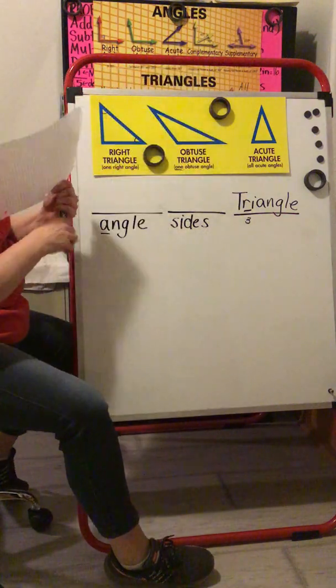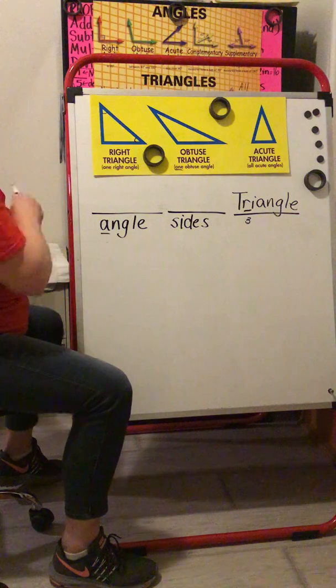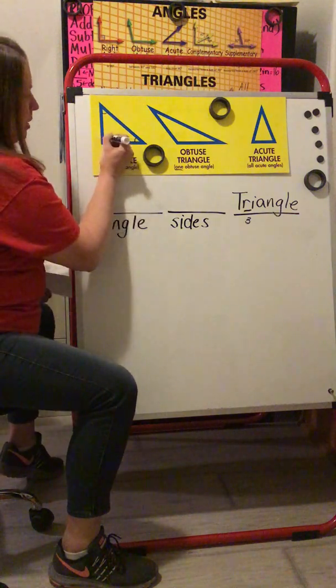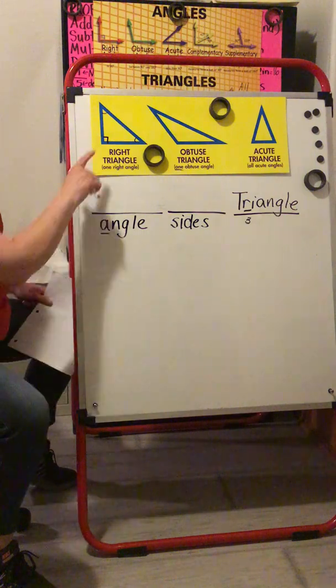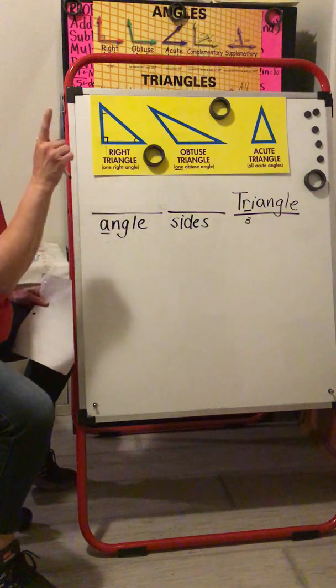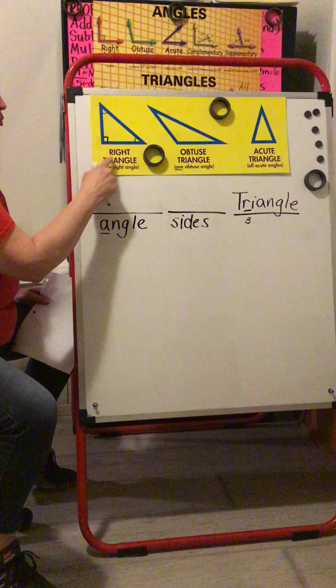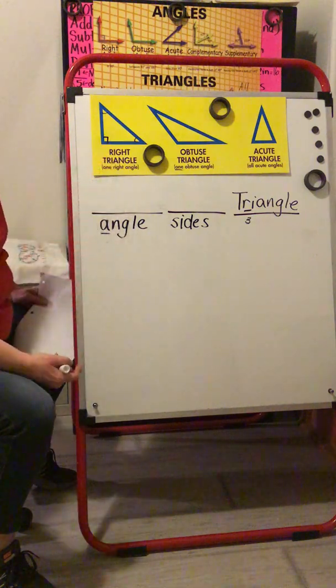Sometimes the math people or math books are not going to put the little square there to let you know that it is a right triangle or a right angle. So I'm going to put it in there now. This triangle has one right angle in it, so we're going to call this whole thing a right triangle because it does have a right angle.